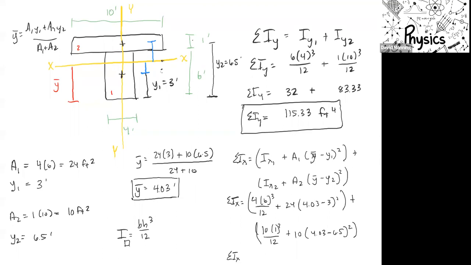So the sum of the I's in the x equals, this is the hardest part, getting all this in your calculator. You've got to be able to use parentheses correctly. And 59.3 out. And we solved our first problem.